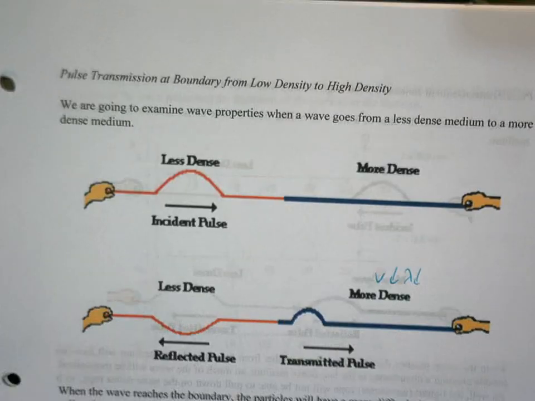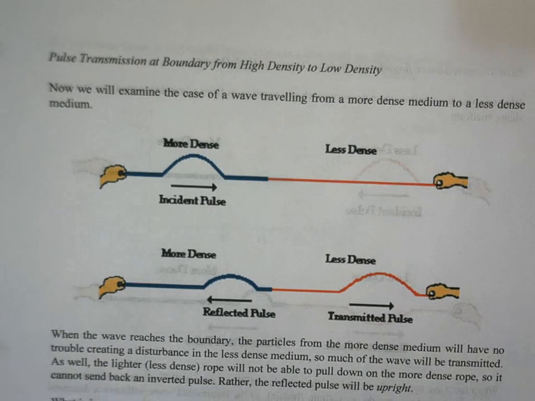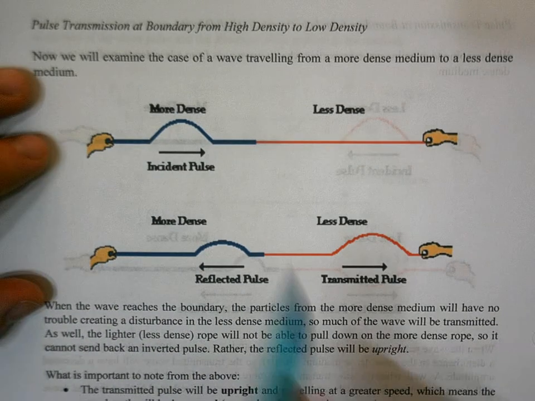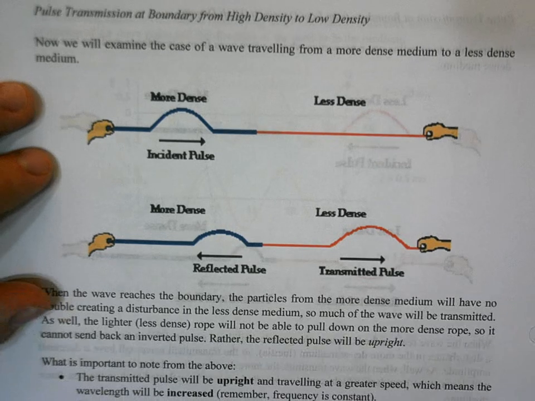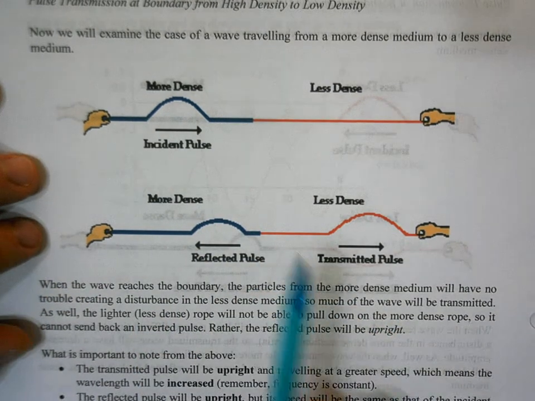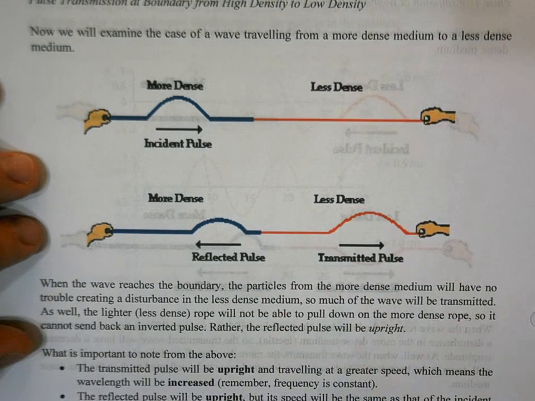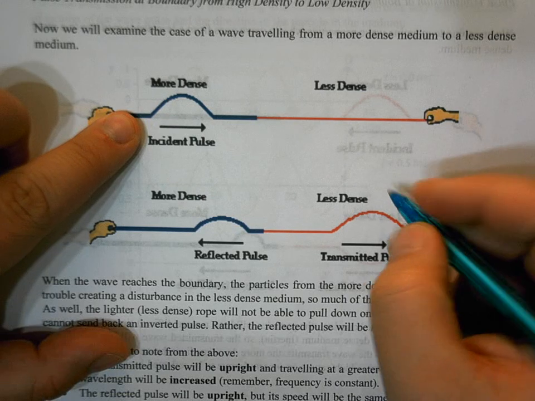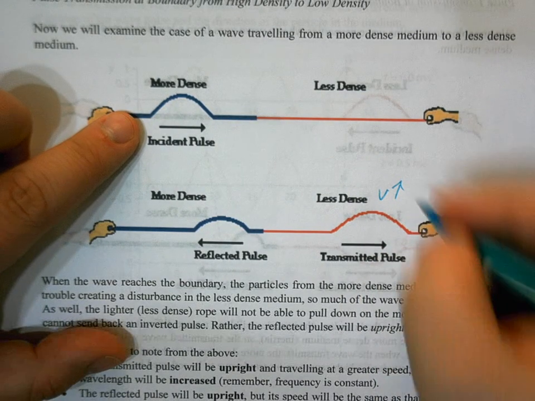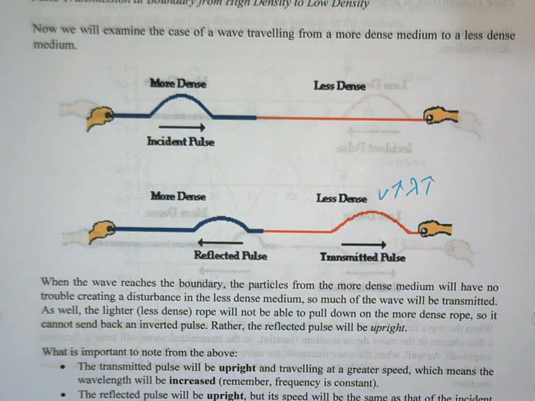Now, the last case that we could look at is the complete opposite. If we go from a more dense to a less dense medium, we have our incident pulse, and then we have our transmitted pulse. You'll notice the wavelength has increased because we're going to a less dense medium. Speed's going to pick up, which means the wavelength is going to pick up.